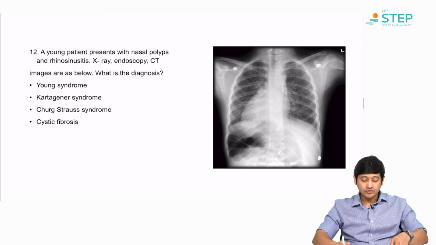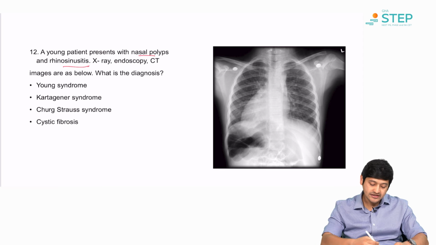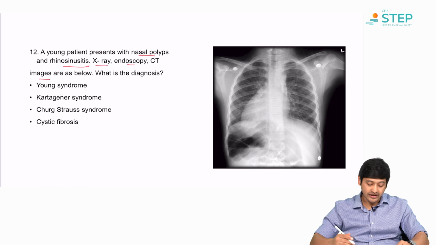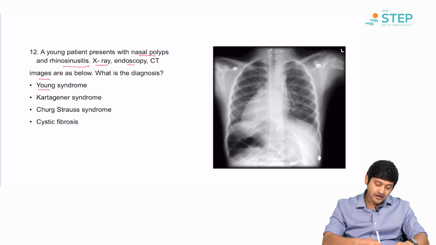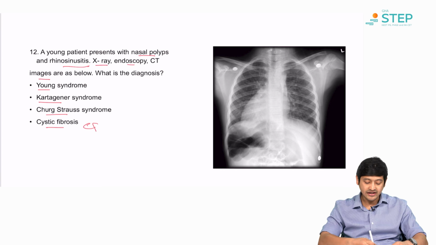All right. So a young individual has presented with nasal polyps, rhinosinusitis. An X-ray, endoscopy and CT have been done. All these images have been given to you and you've been asked for a diagnosis. Is this Young syndrome, Kartagener syndrome, Churg-Strauss or cystic fibrosis, abbreviated as CF?